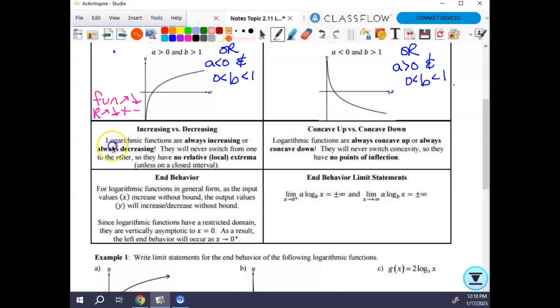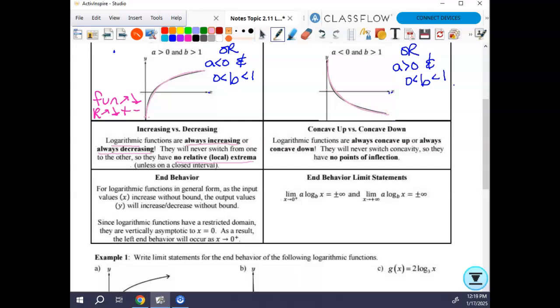Increasing and decreasing. So log functions are always increasing or always decreasing. They never switch. Since they never switch, and when you switch from increasing to decreasing or vice versa is where you get your relative max and mins, we have no relative extrema. And then there's a little note, unless it's on a closed interval, but that's a unique situation that we would talk about separately. So is this one here increasing or decreasing? Increasing, because as x goes from left to right, the y values are getting bigger. This one, as x goes from left to right, the y values are getting smaller, so it's decreasing.